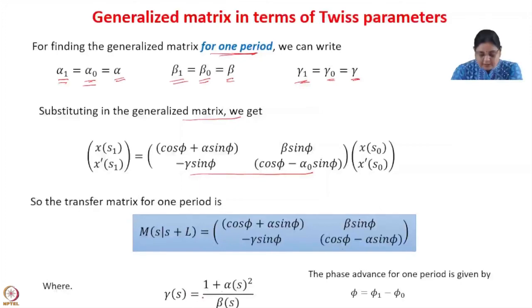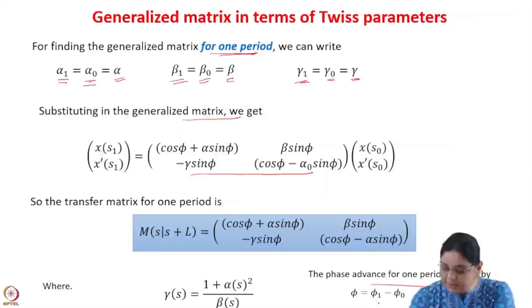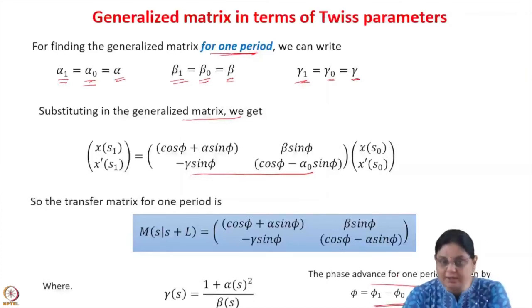Where again gamma is equal to 1 plus alpha squared divided by beta, and the phase advance for one period is given as phi 1 minus phi 0. So this is the phase advance in one period.